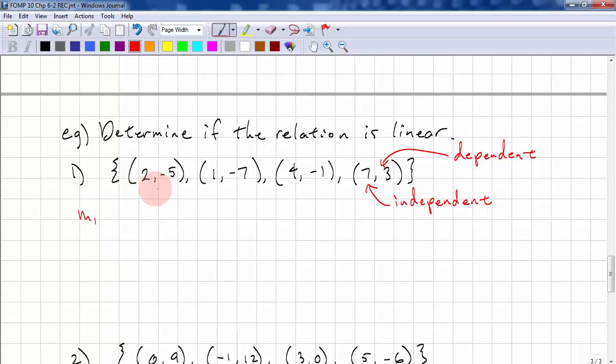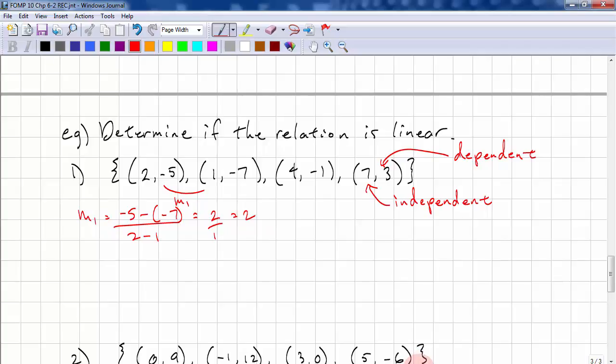Okay, so M1. We're going to look at the slope between these two. So M1 equals, you can subtract whichever way you want. The negative signs will work themselves out. So I'm going to take this, subtract this. So negative 5 minus negative 7 over 2 minus 1. And this is 2 over 1. So the slope is 2.